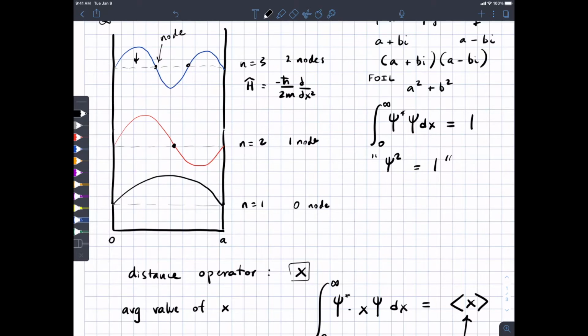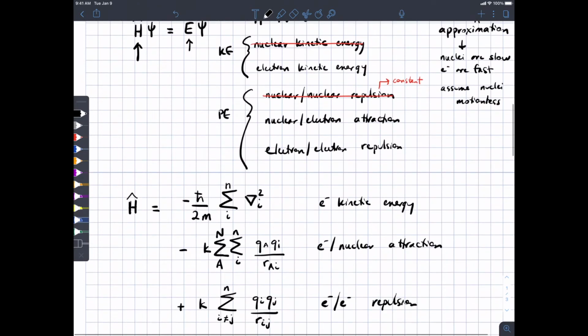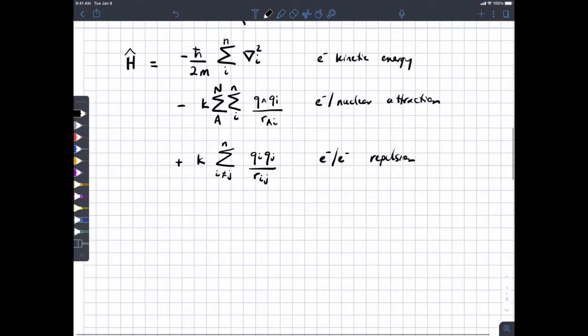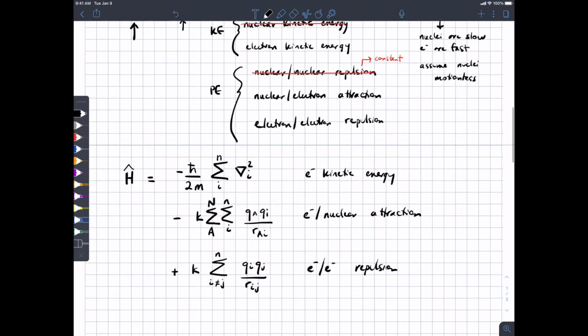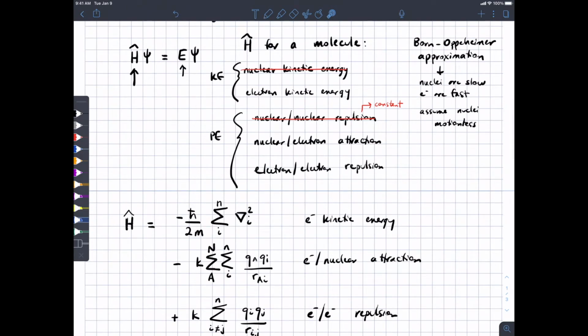Okay? So now we're going to do that in 3 dimensions for a molecule. And fortunately, we're going to let the computers do that. But in practice, what we usually do is we come up with a guess for what the wave function is, and then we see what energy it spits out, and then we try to alter the wave function to get down to the lowest energy possible.